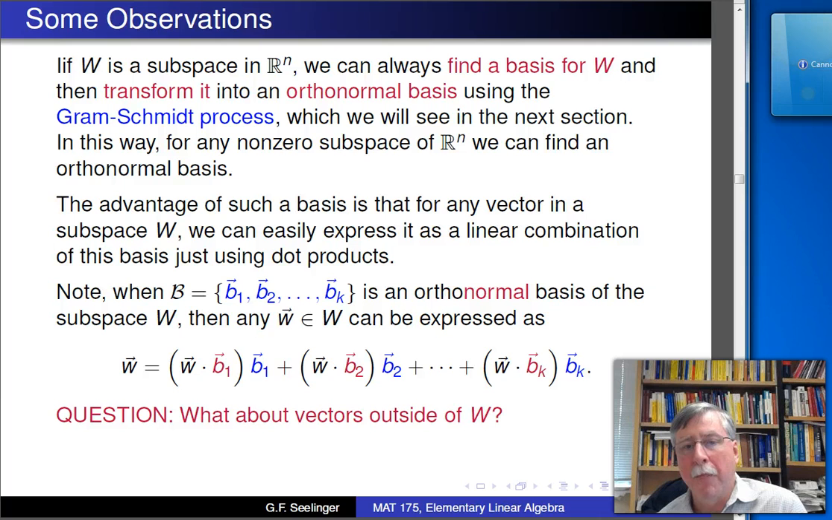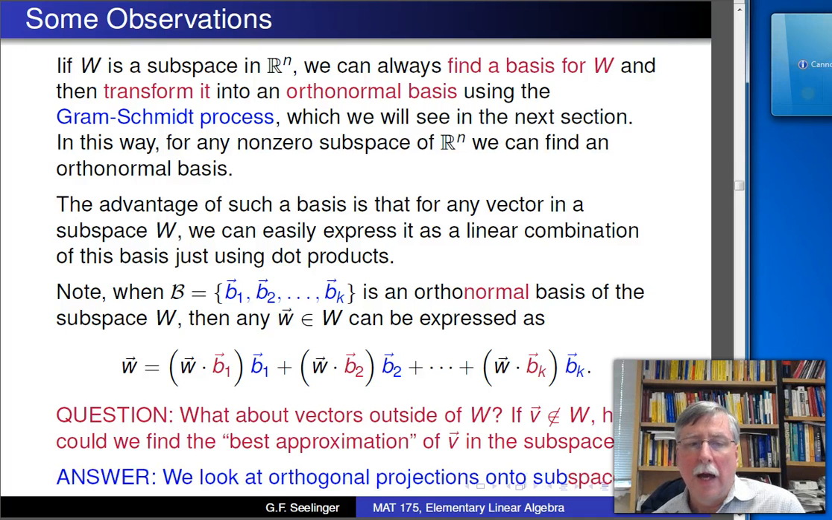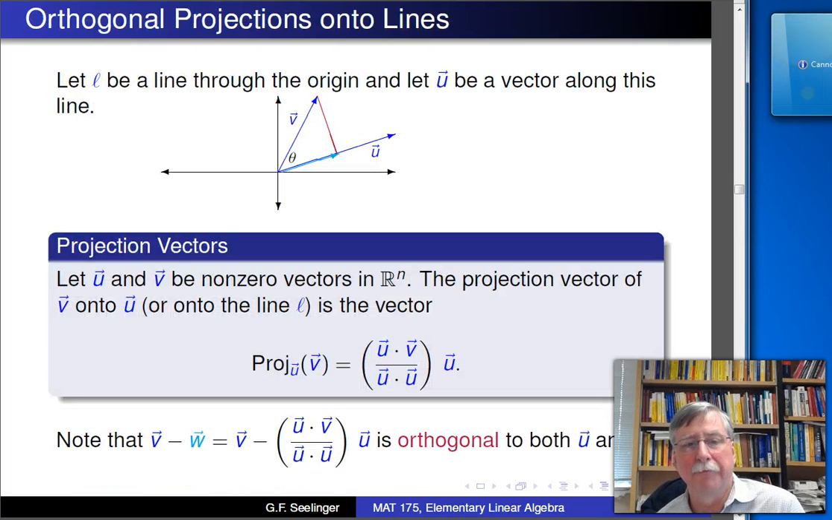All right. So one of the things that we want to ask is, what about vectors outside of W? What's the best we can do here? If V is not in W, how can we find the best approximation of V in the subspace W? So finding the closest vector in W. And this is where we look at orthogonal projections onto subspaces. This is sort of like projecting onto vectors, a little bit more general. In the case of lines, we have that same old projection formula again.